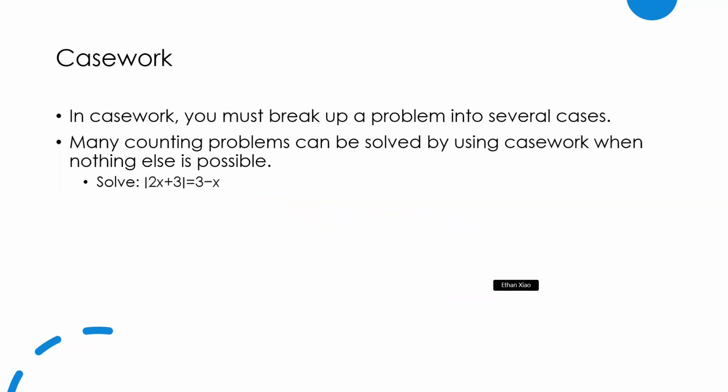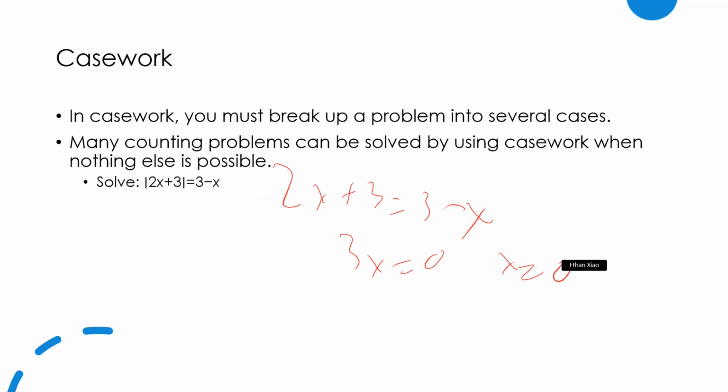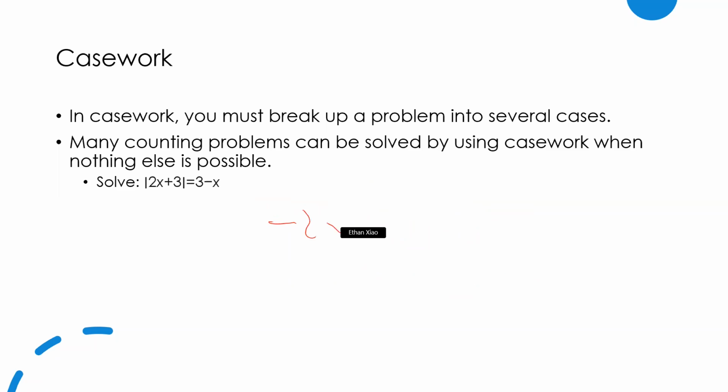So let's solve the first case first. 2x plus 3 equals 3 minus x. We can solve this pretty easily. 3x equals 0, x equals 0. So that is one case. And for the second case, we have negative 2x minus 3 equals 3 minus x. We can also solve this one. Negative x equals 6, and I think x is -6. So yeah, there are two answers for this one: x equals 0, -6. So that's the basic thing of casework.